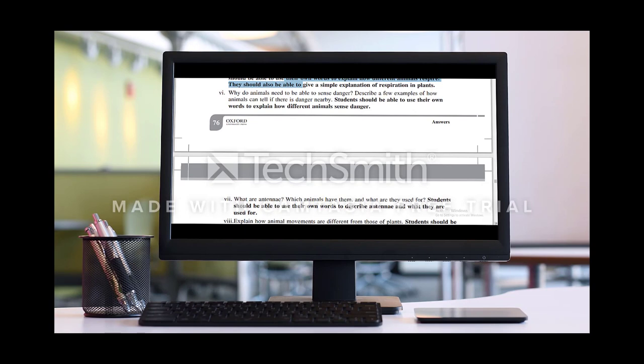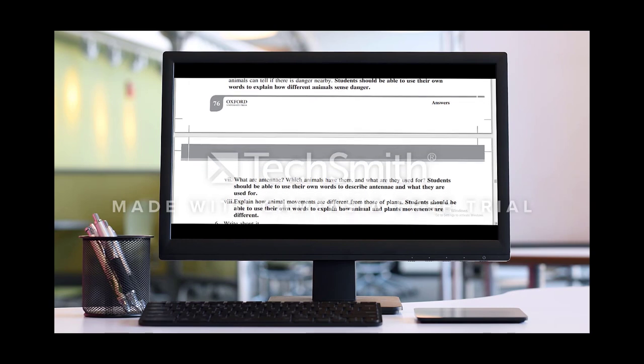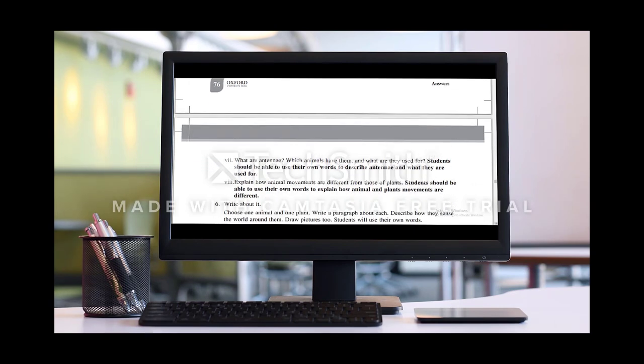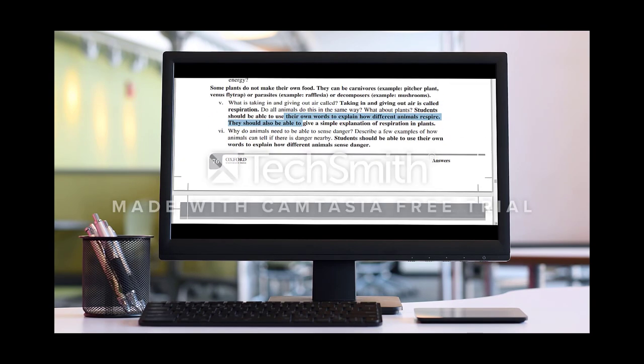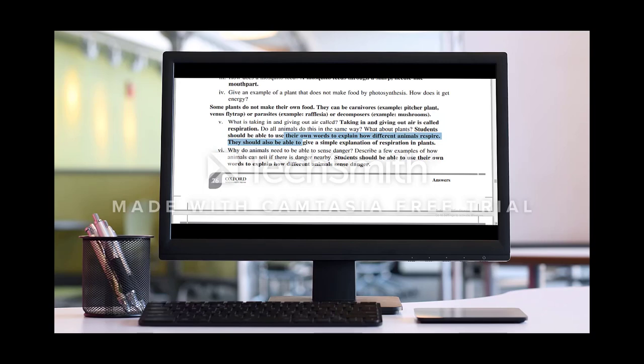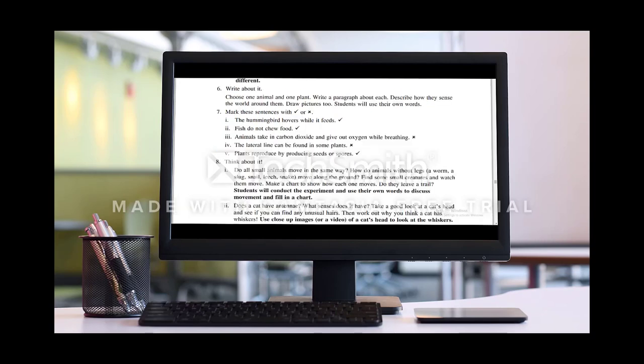What are antennae? Which animals have them and what are they used for? Students should be able to use their own words to describe antennae and what they are used for. You have studied this in the chapter, so you must explain these questions. Okay, you will have to choose one animal and one plant, and you must write a paragraph and type it on PowerPoint.